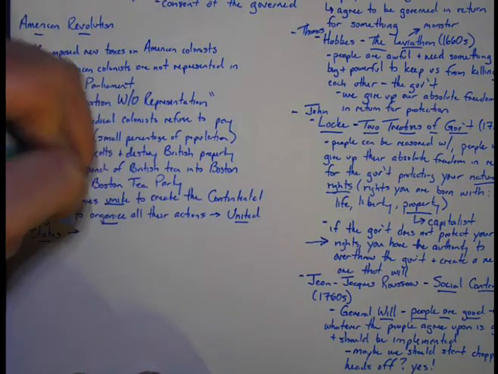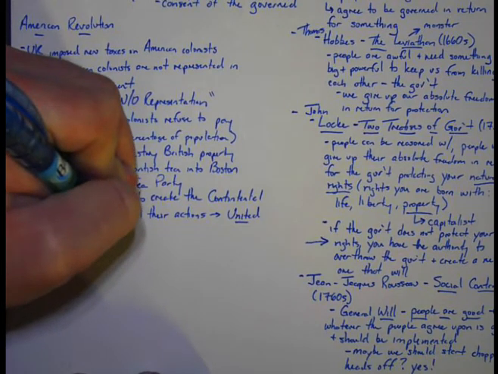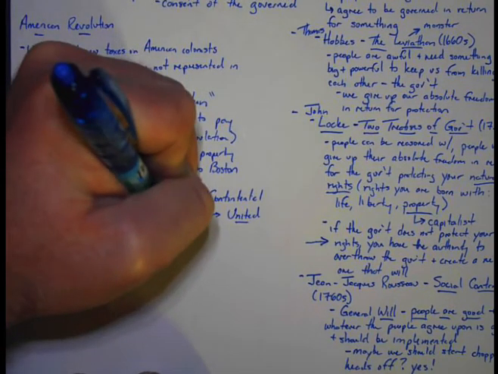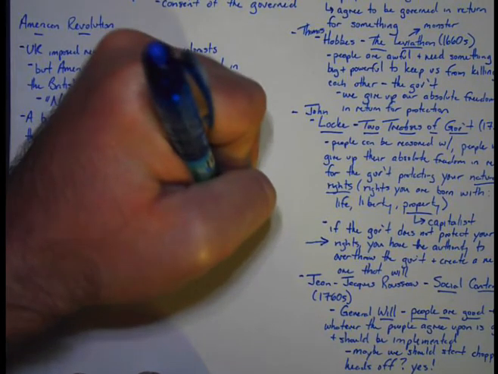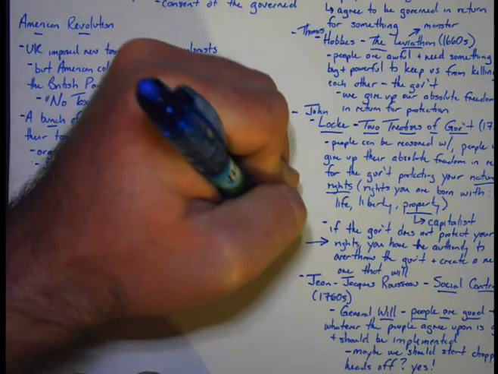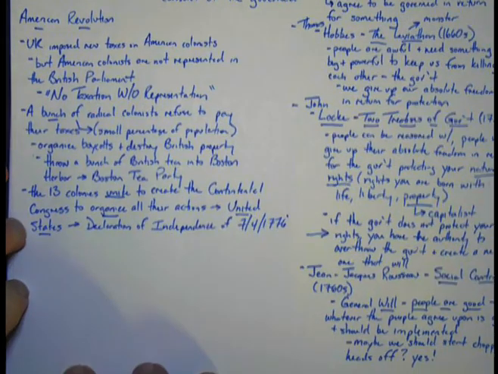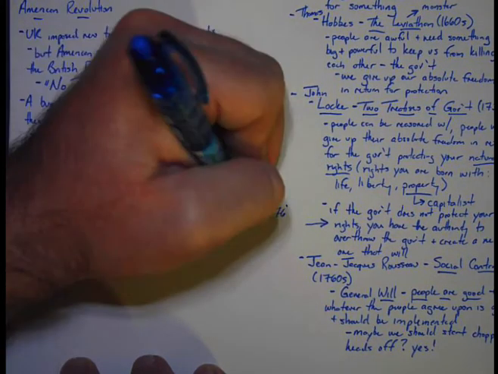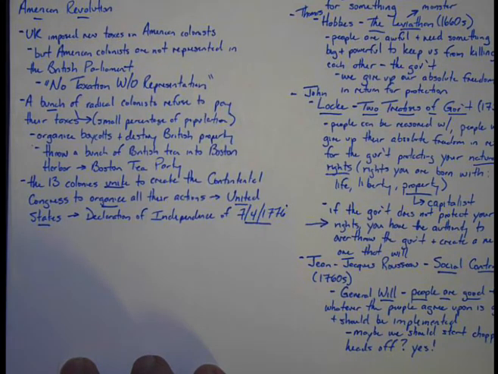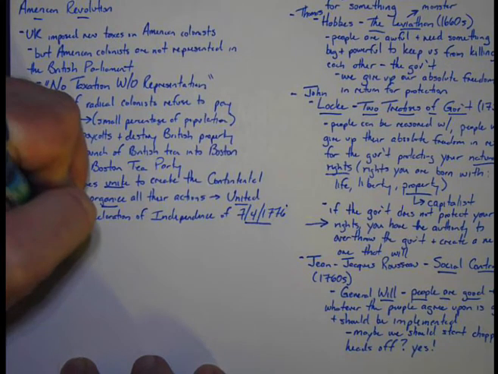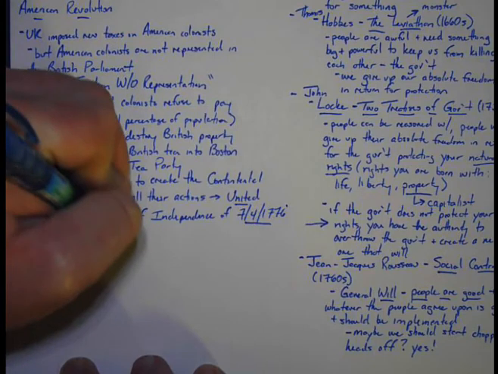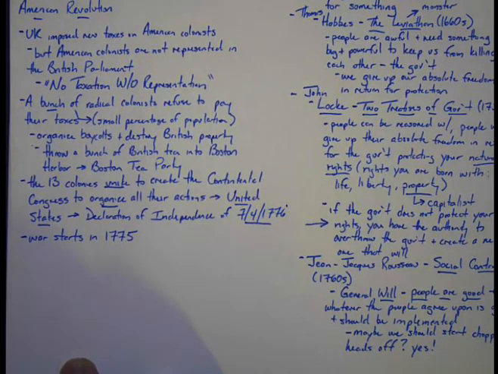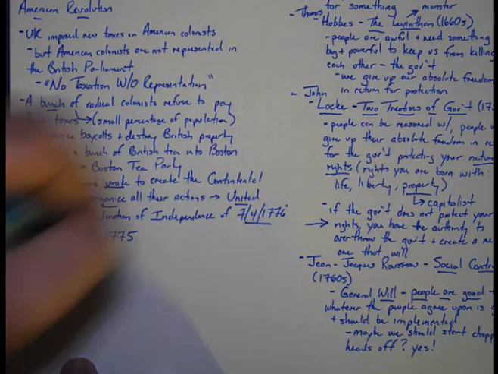And they're going to issue a Declaration of Independence on July the 4th, 1776. That's when it's published. It was actually written and signed on the 2nd, but this is the day that we celebrate in the United States as Independence Day. And so the war kicked off a little bit before that. The war starts in April of 1775.